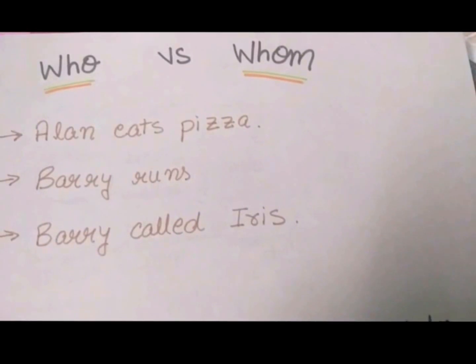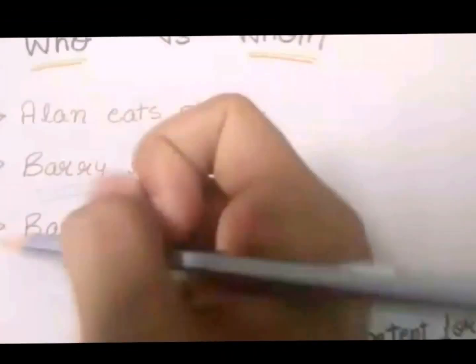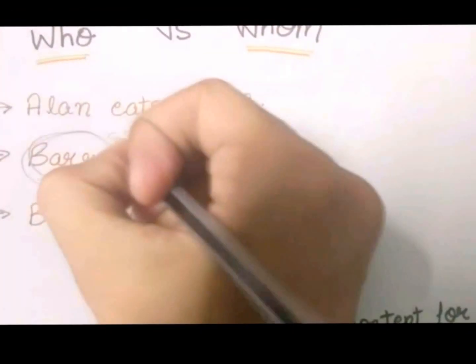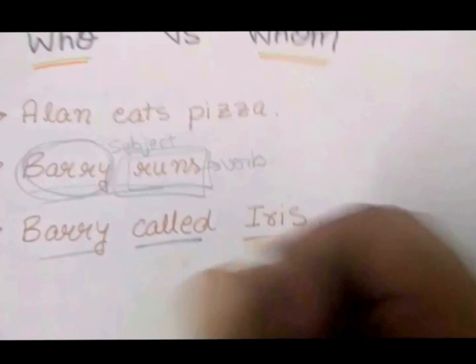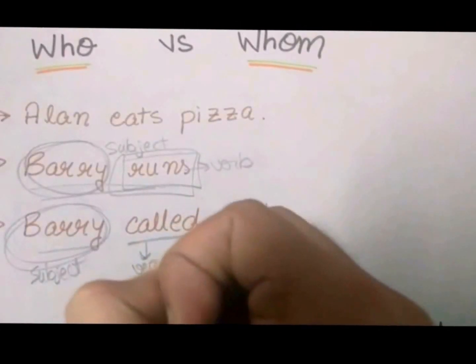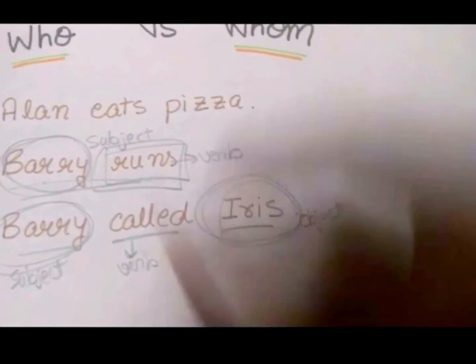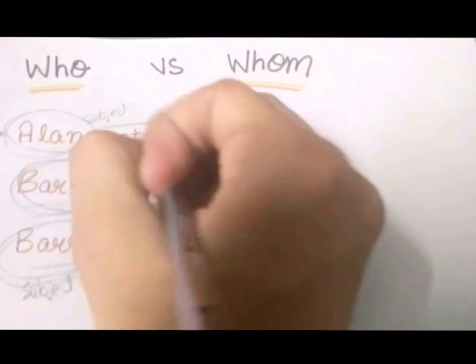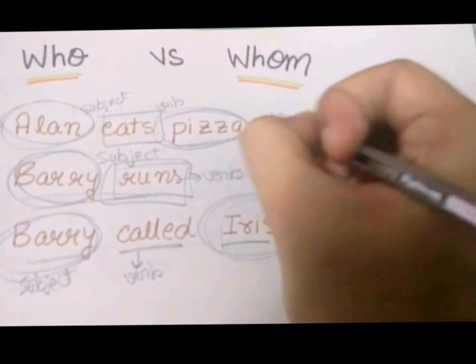And since I'm a fan of the fastest man alive, we'll talk about the second sentence. Barry runs. So, in this sentence, Barry is the subject and runs is the verb. In the third sentence, Barry called Iris. Barry is the subject, called is the verb, and Iris is the object. In the first sentence, Alan eats pizza. Alan is the subject, eats is the verb, and pizza is the object.